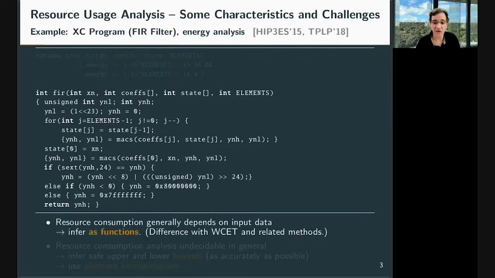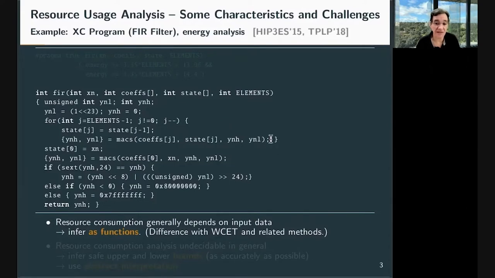Now, the key issue here is that the cost of these programs depends on the value of elements, i.e. this cost is not characterized by a single concrete number, but instead what we want to do is infer a function, i.e. what is the cost as a function of some characteristics of the input of this program. That is, this characteristic of the input is what we call the metric, and it's used to measure the size of the inputs.